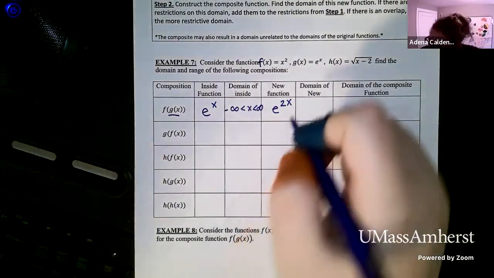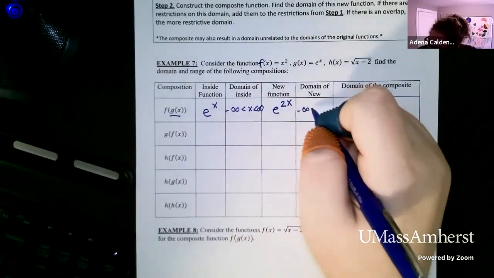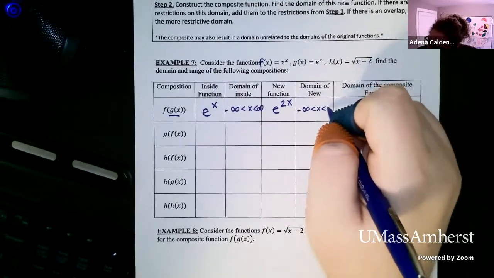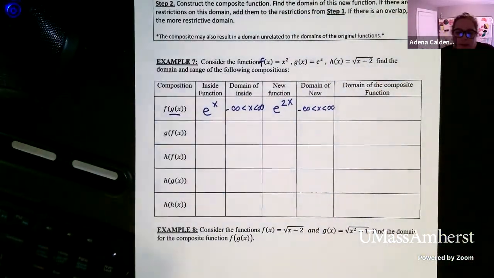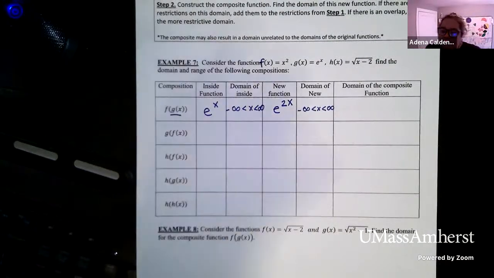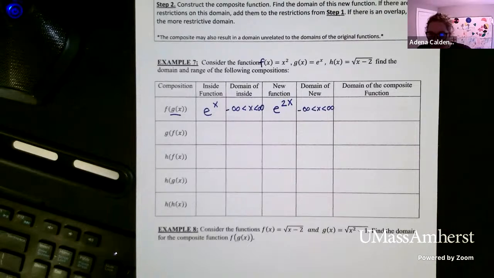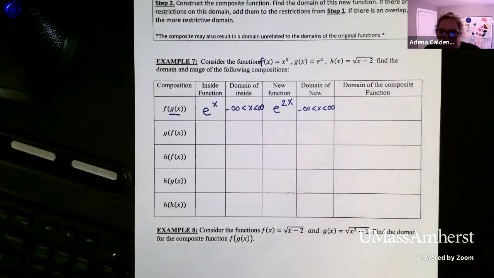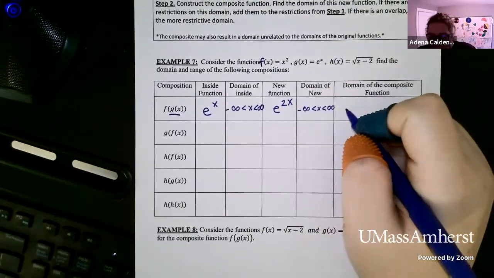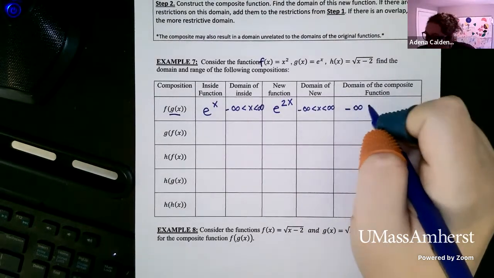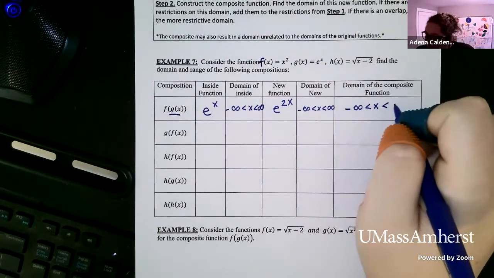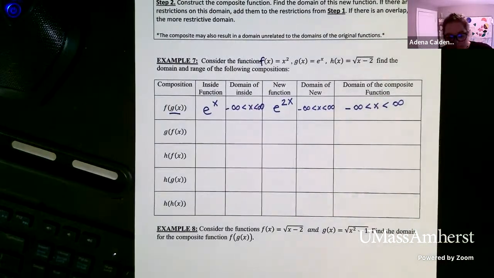We can plug in whatever we want. So x could be anything from negative infinity to infinity. That means that for the domain of the composite function, we have to consider the more restrictive domain, but they're the same, right? One is not more restrictive than the other, which means that the domain of the composite function is negative infinity to infinity, okay?